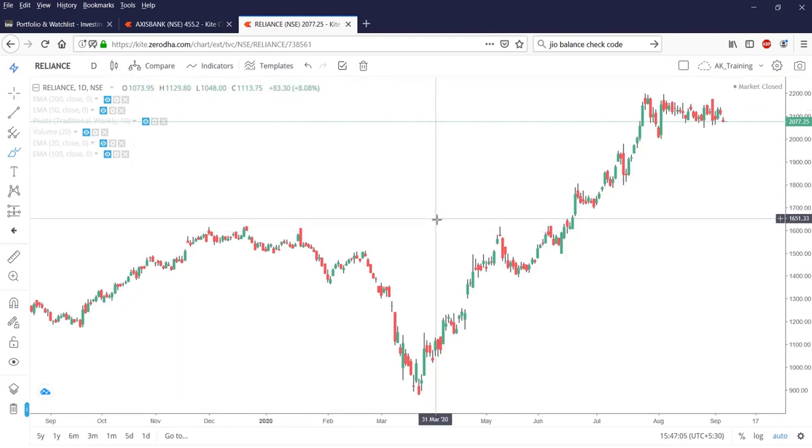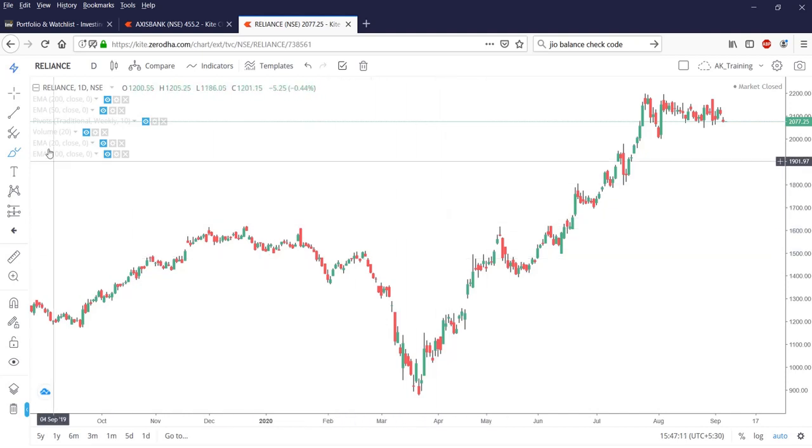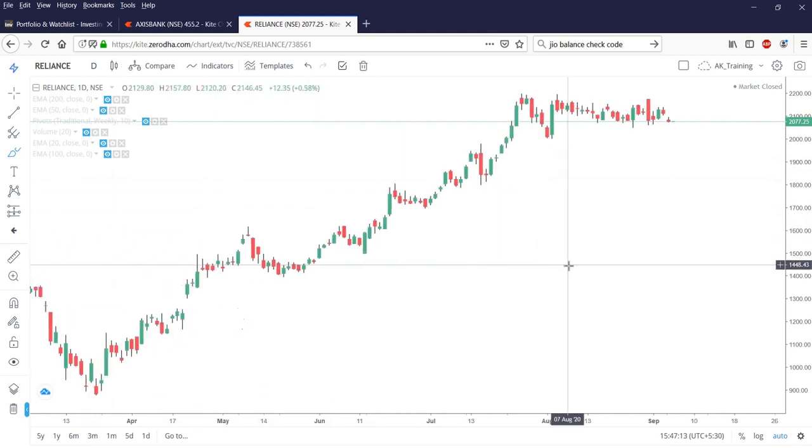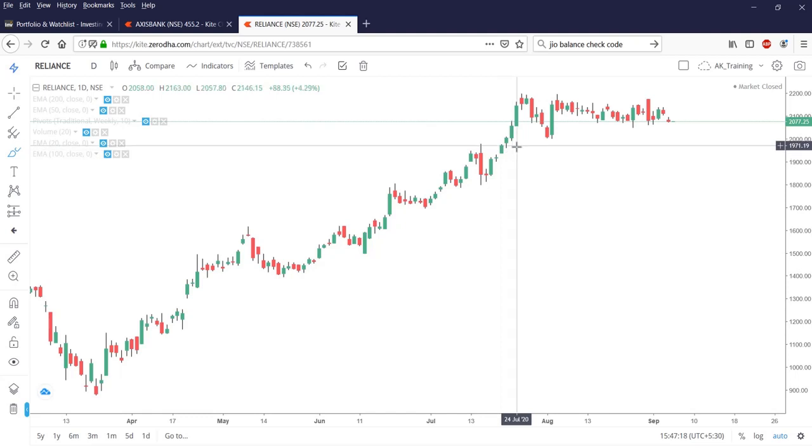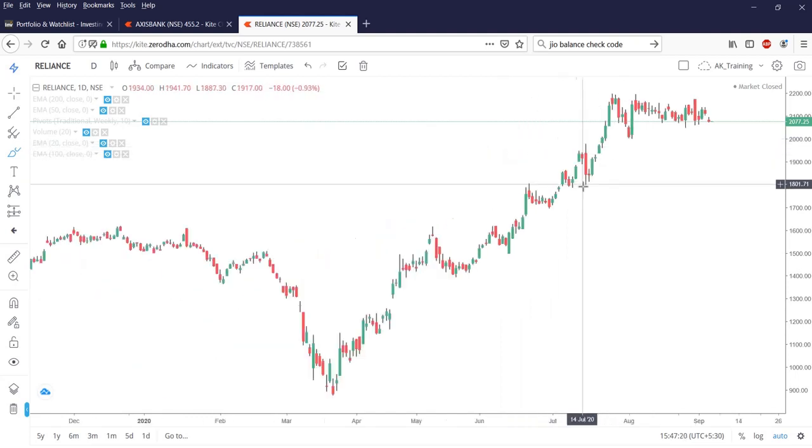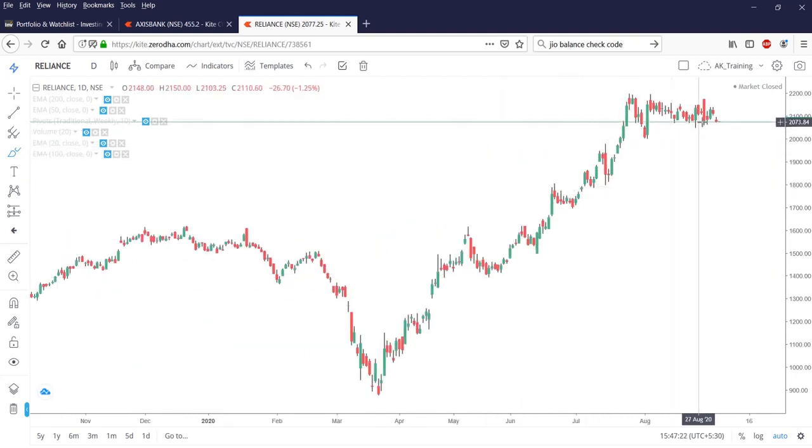Before understanding the patterns, we must first understand what a candlestick is. A candlestick, as you can see here, each and every stick represents a candle. Okay, and this candlestick pattern tells me lots of things. So what are those things we'll learn today?